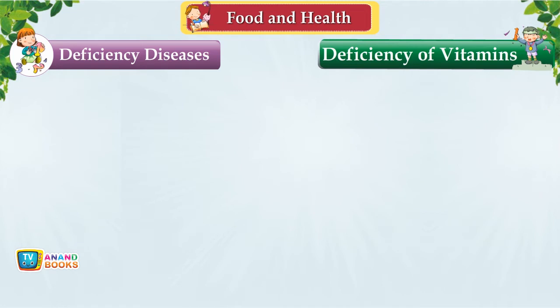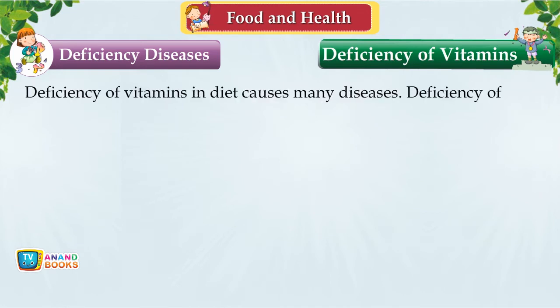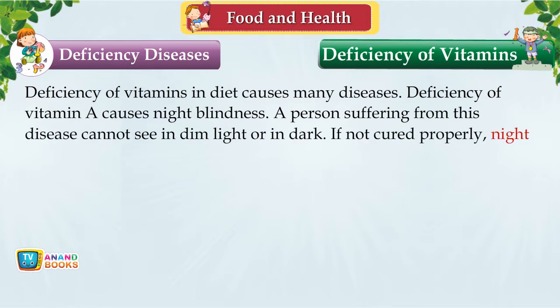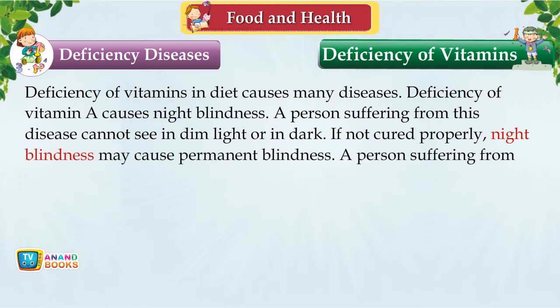Deficiency of vitamins. Deficiency of vitamins in diet causes many diseases. Deficiency of vitamin A causes night blindness. A person suffering from this disease cannot see in dim light or in dark. If not cured properly, night blindness may cause permanent blindness.